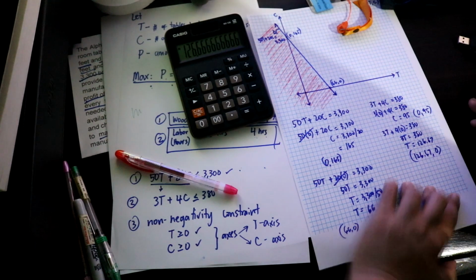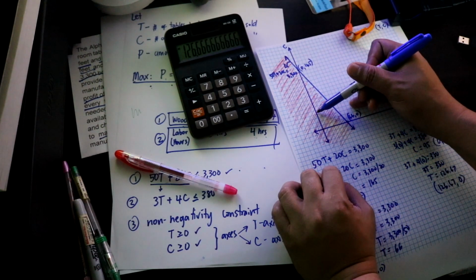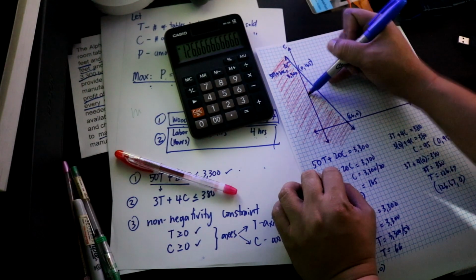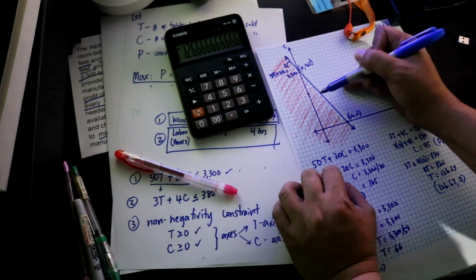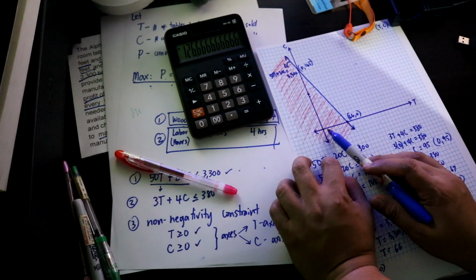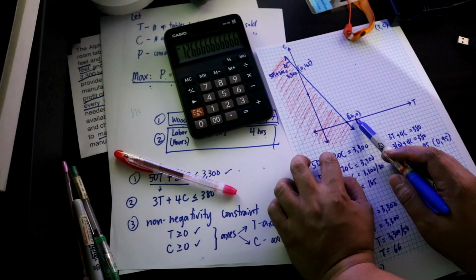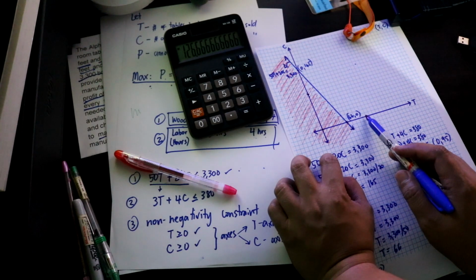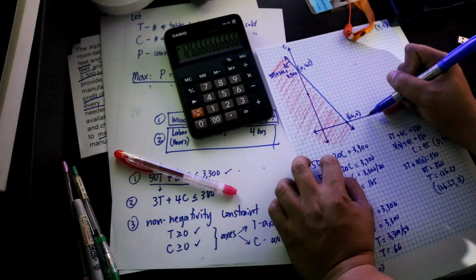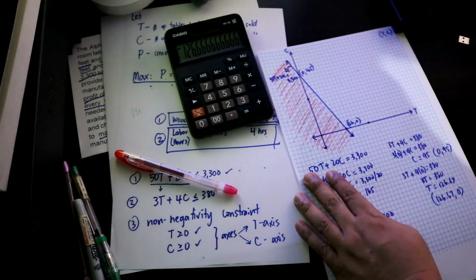We locate these points. 10, 20, 30, 40, 50, 60, 70, 80, 90. So, 95 must be here, in between 90 and 100. Then 10, 20, 30, 40, 50, 60, 70, 80, 90, 100, 110, 120. So, 126 must be here, 126.67. And now we're ready to connect these two points.